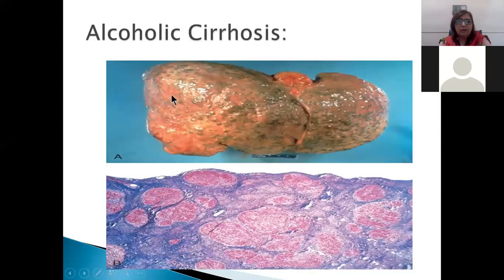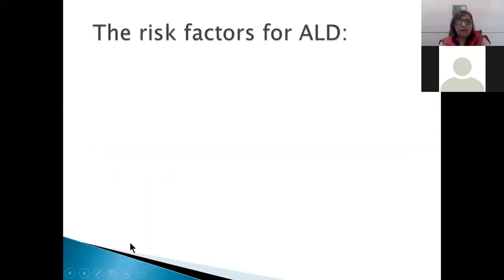In this diagram, this is the gross appearance of the liver showing multinodularity, which are small nodules. This is known as alcoholic cirrhosis. In this picture, you can see a photomicrograph stained by Masson trichrome stain. You can see pink hepatocytes surrounded by blue fibrous tissue septa, and in this case, the normal architecture of the liver is totally disturbed. Okay.